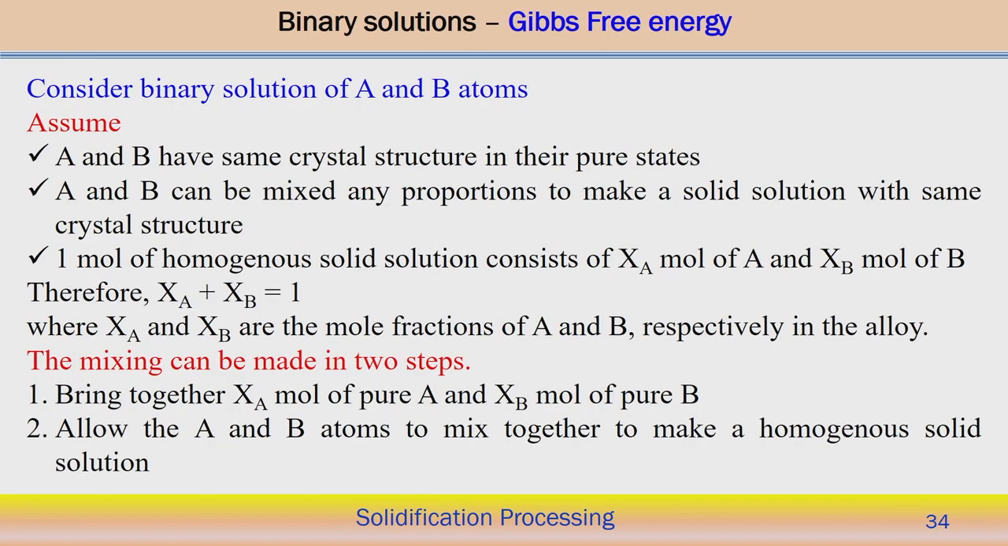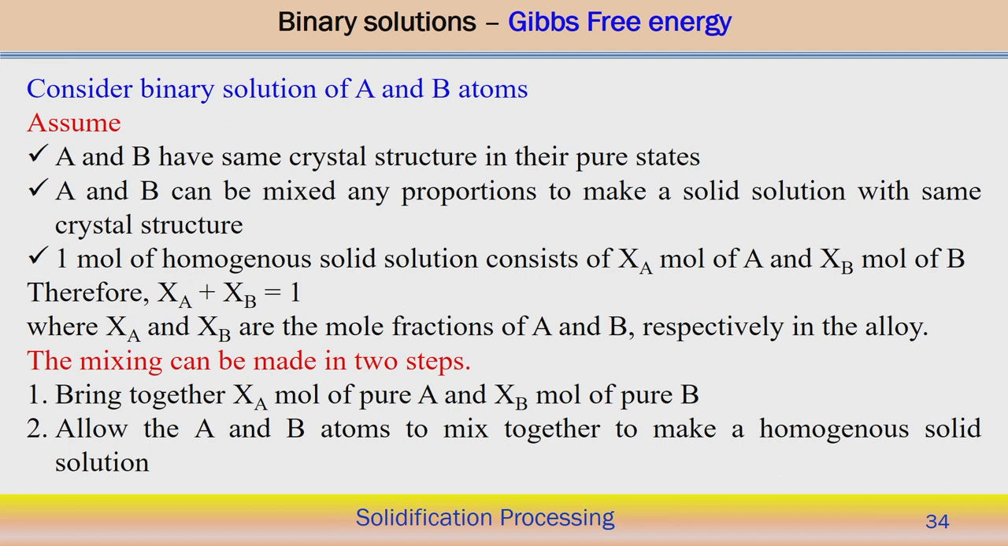Now, let us consider a binary solution of A and B atoms. The basic assumption is that A and B atoms have a similar kind of crystal structure, and the solution formed by mixing A and B also has a similar crystal structure. The second assumption is that A and B can be mixed in any proportion, so there is no solubility limit. After mixing at any proportion, they create the same crystal structure. With these assumptions, we will try to understand the nature of the Gibbs free energy in a binary solution and how it changes.